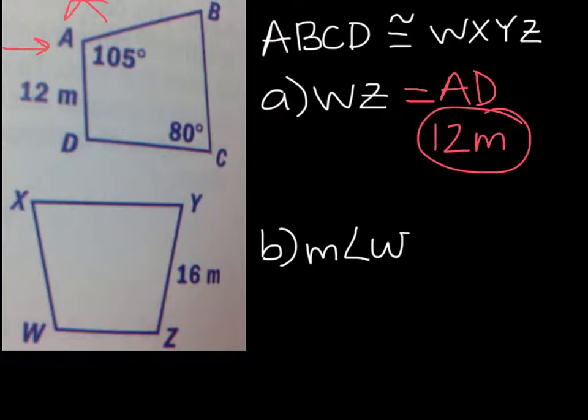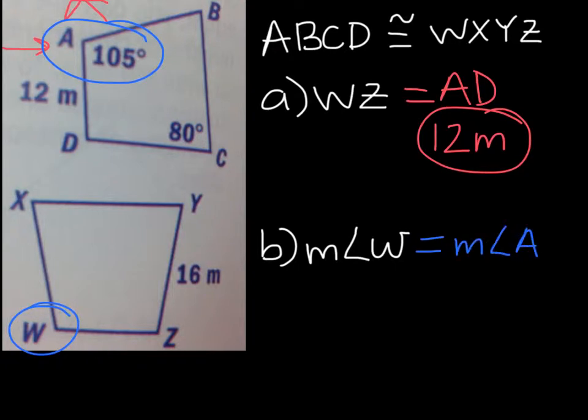Next, let's look at our angle measures. So the measure of angle W is what we're looking for. And the matching angle will be angle A. So our measure of angle W is 105 degrees.